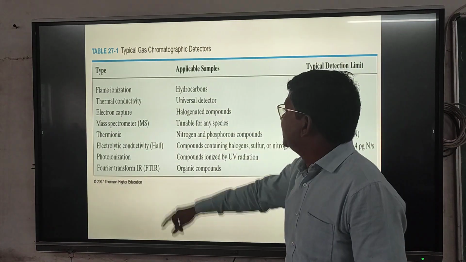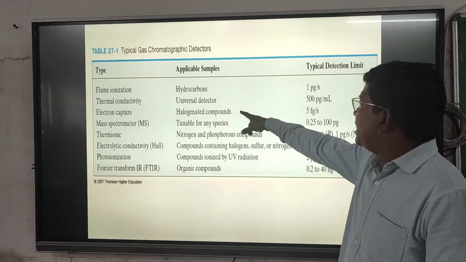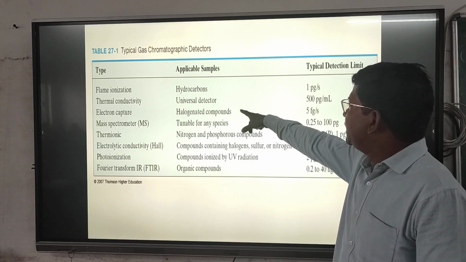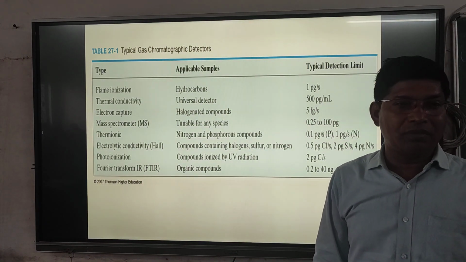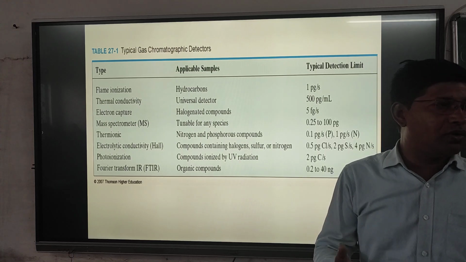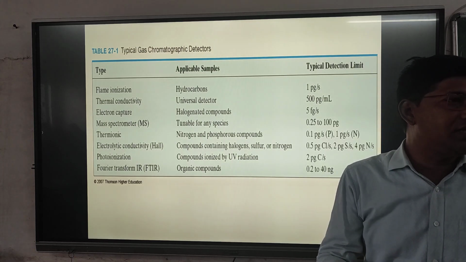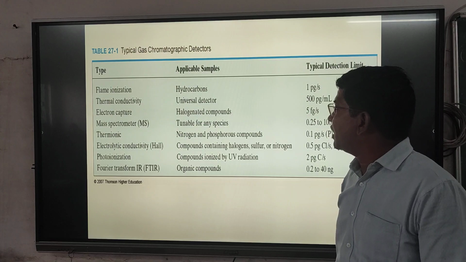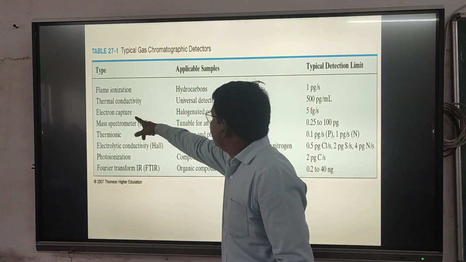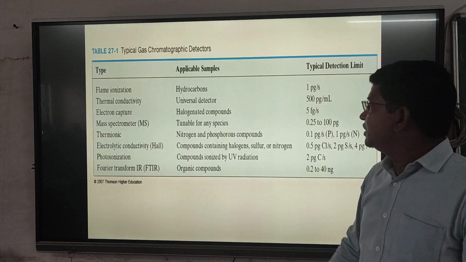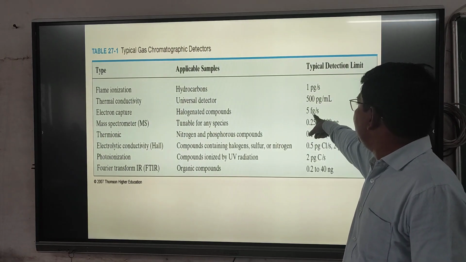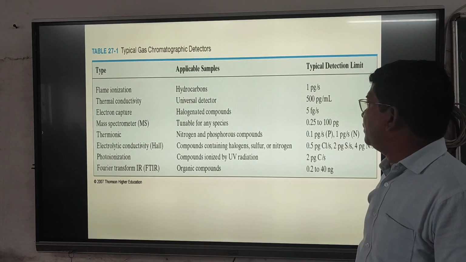Then TCD, thermal conductivity detector. This is also called a universal detector, because the flame ionization is used for hydrocarbons, and if you are talking about hydrocarbons, those are organic compounds. Then ECD, electron capture detector. It is used for halogenated compounds, and the sensitivity is 5 femtogram.